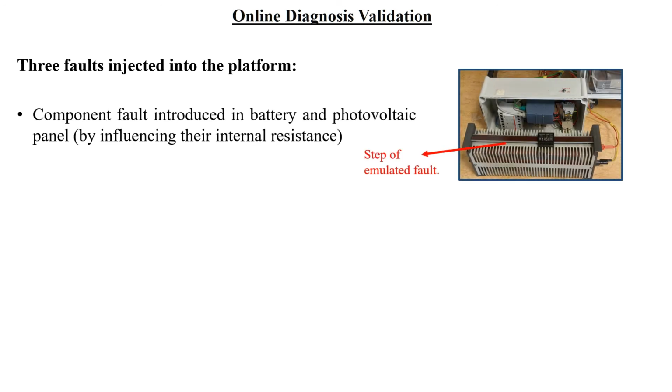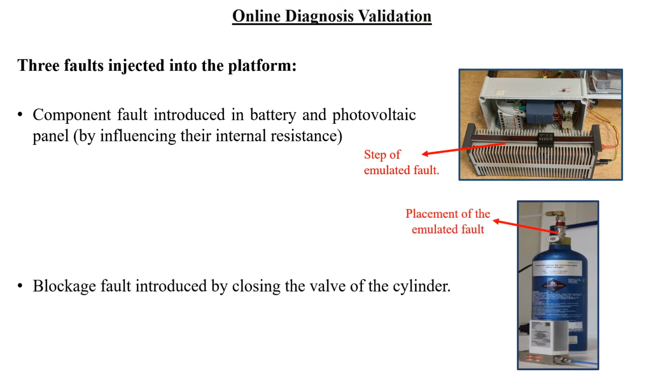For the validation of the effectiveness of the diagnosis algorithms, the faults are injected into the platform and the evolution of the fault indicators with their adaptive thresholds are verified. 3 faults have been considered for the demonstration. 2 component faults are introduced by affecting the internal resistances of the battery and the photovoltaic panel. Valve blockage fault is introduced by shutting off the hydrogen flow valve at the output of the electrolyzer.